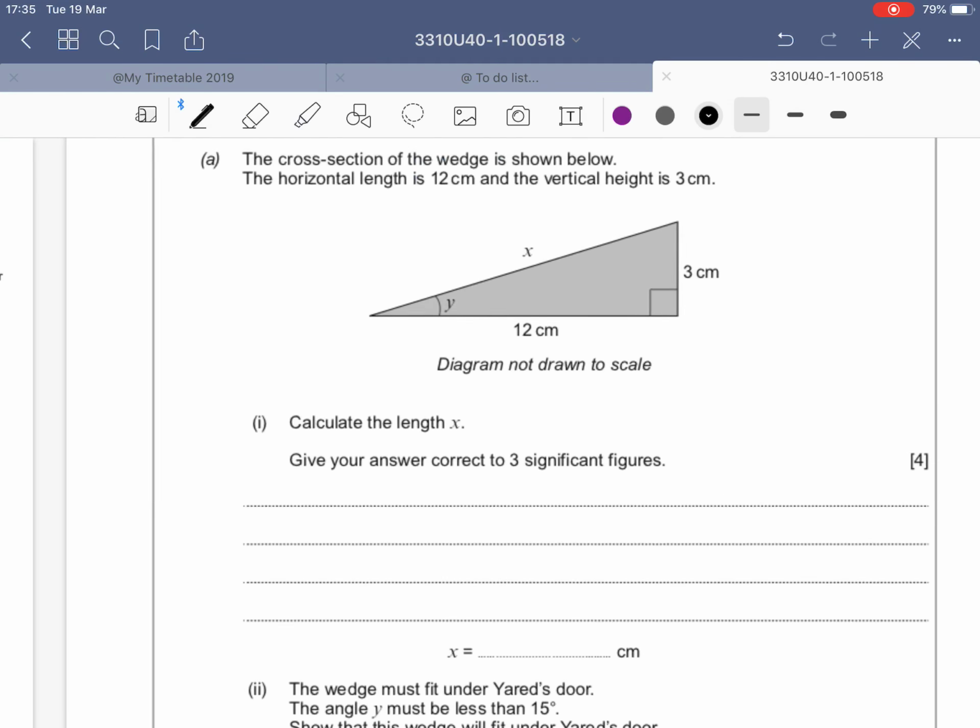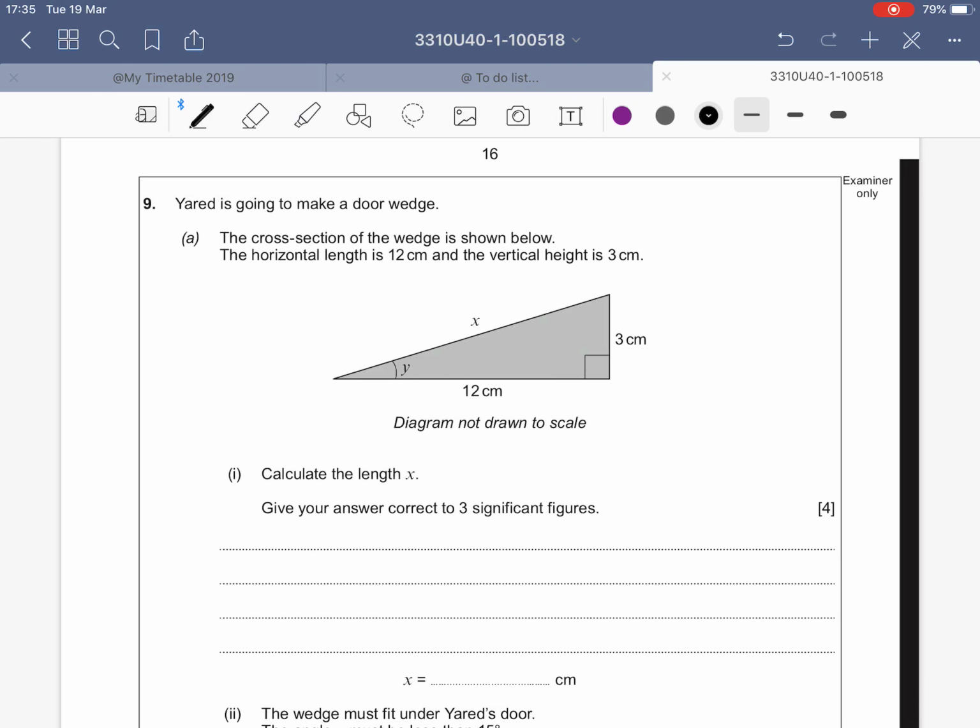Question 9. So Yared is making a door wedge and the cross section is shown here as a right angle triangle with a height of 3 and a base of 12. To find the length of side x, which is the hypotenuse, we're going to have to use Pythagoras' theorem. Pythagoras' theorem said if you square the sides and add them together, you're going to be able to find the length of that hypotenuse by square rooting the total. Square, add, and then square root.